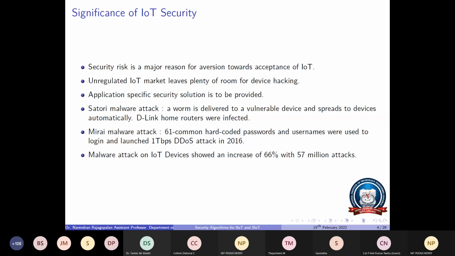The number of malware attacks on IoT devices has shown an increase of about 66%, with 57 million attacks in the year 2020. The number of attacks was around 33 million in the year 2019. So it's increasing by a very huge margin year on year.